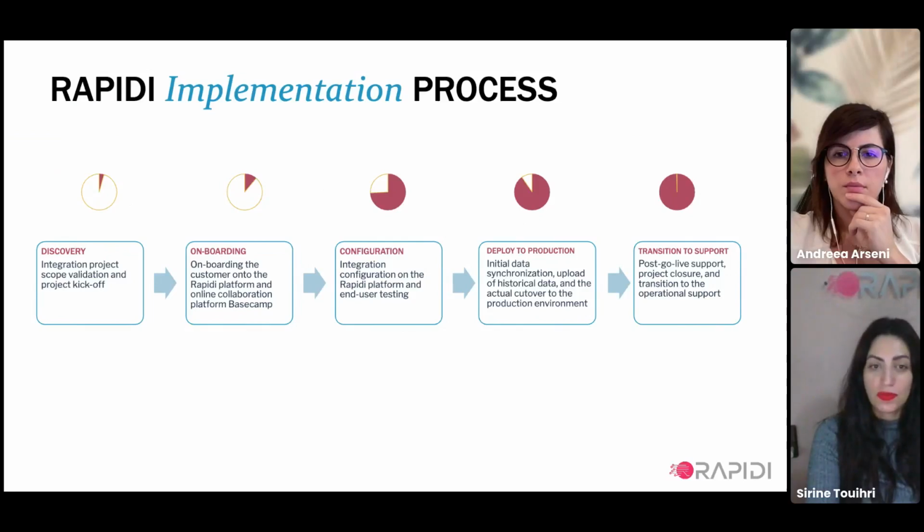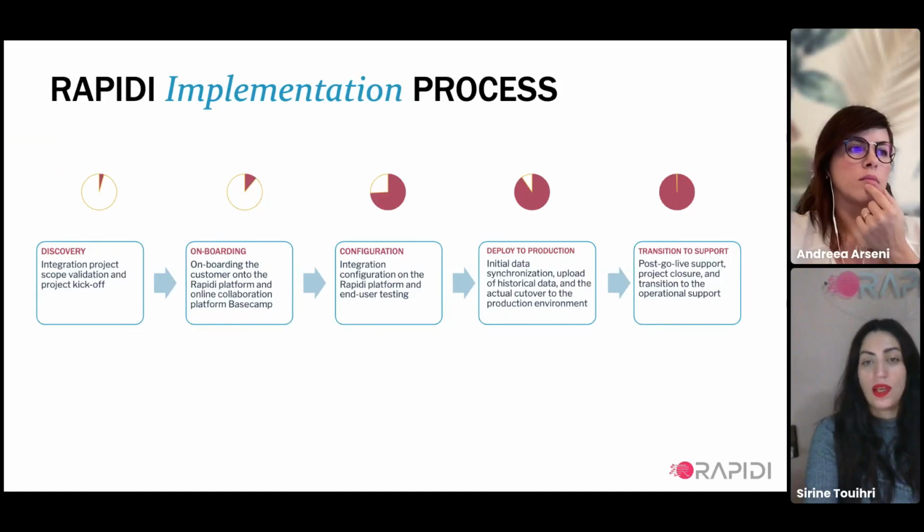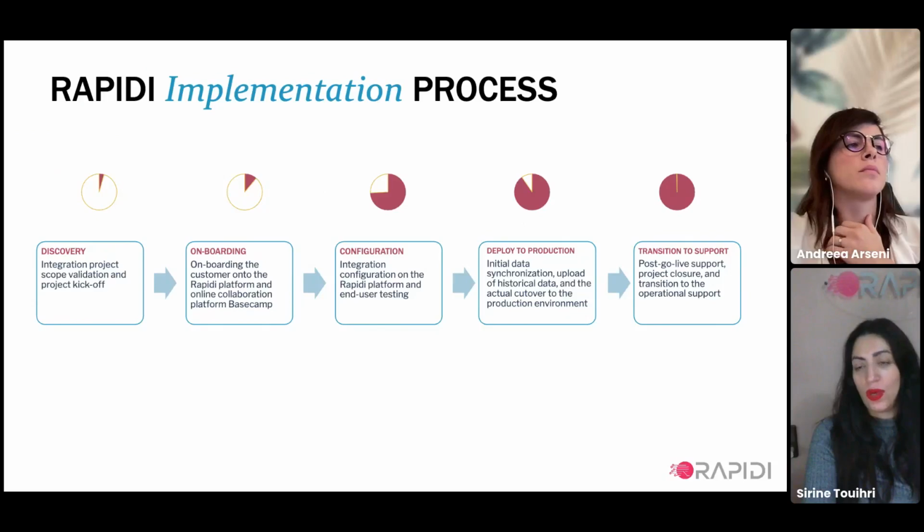Then we'd move to the configuration, which is the integration configuration on the Rapidi platform again, and the end user testing. Then we would move to deploy to production, which is the initial data synchronization, upload of historical data, and the actual cutover to the production environment. And finally, we have the transition to support, which is the post-go live support. We go to the project closure and transition to the operational support.